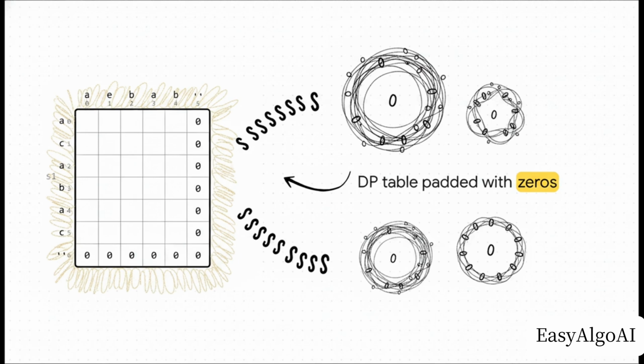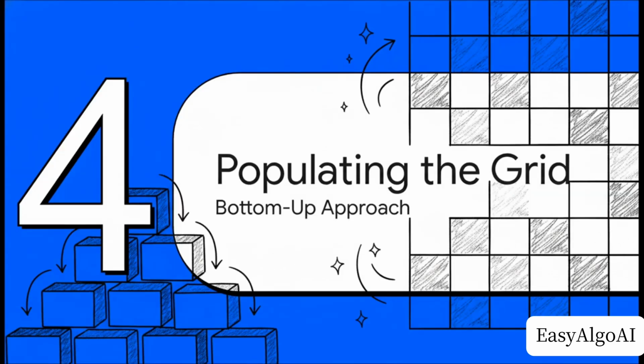So, we pad the last row and the last column of our grid with zeros. This gives us a super solid foundation to build from. With our strings along the axes, this nice, comfortable border of zeros is just waiting to be built upon. Which brings us to Section 4, populating the grid using the bottom-up approach.